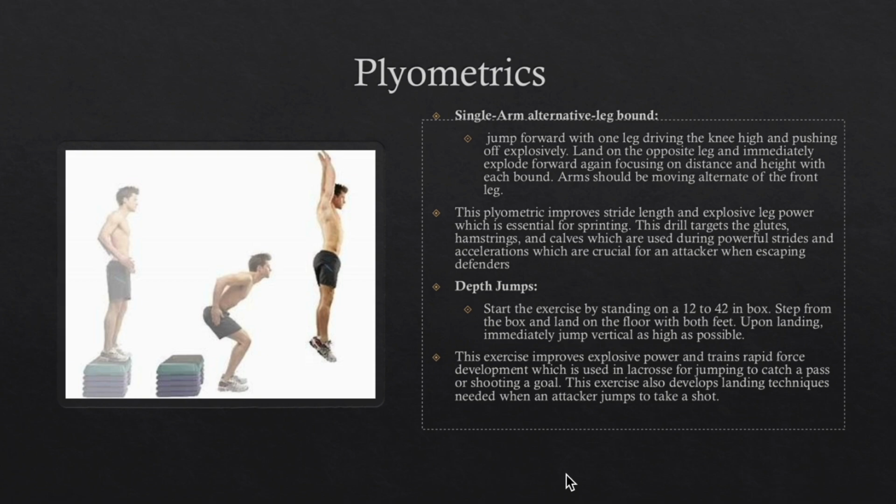The next exercise I chose was depth jumps. This exercise starts on a box that is either 12 to 42 inches. The athlete should stand on the box and step from the box and land on the floor with both feet. Upon landing, immediately jump vertically as high as possible, as shown in the picture. This exercise improves explosive power and trains rapid force development, which is used in lacrosse for jumping to catch a pass or shooting a goal. This exercise also develops landing techniques needed when an attacker jumps to take a shot.